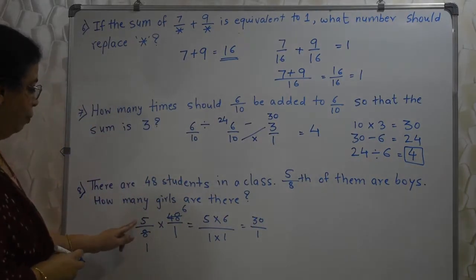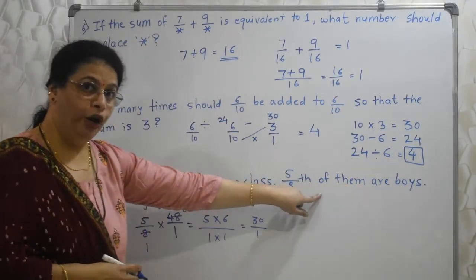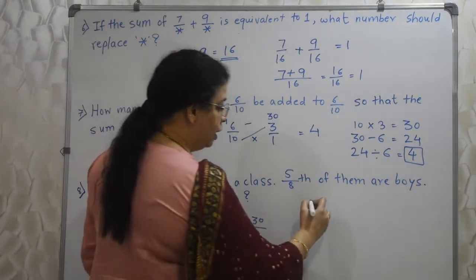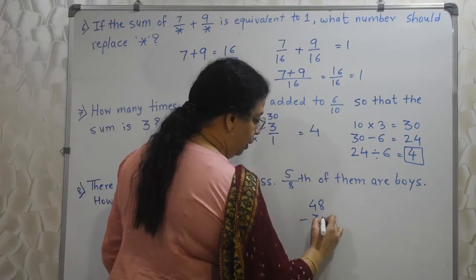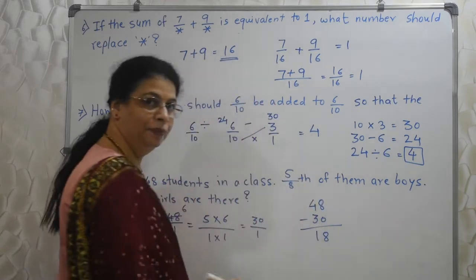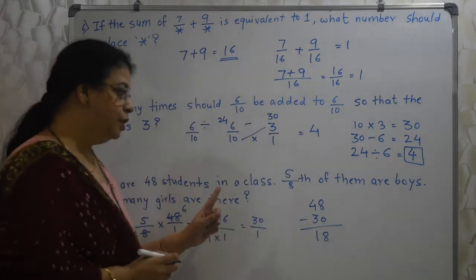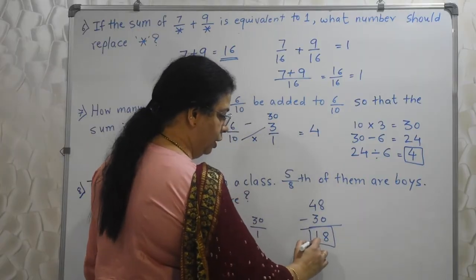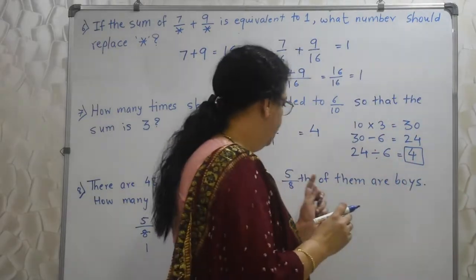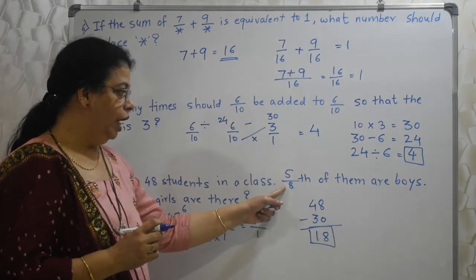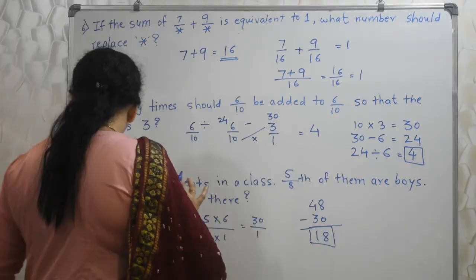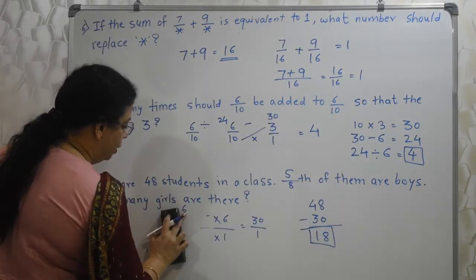So how many? See, 5 upon 8 was the fraction of boys, right? So 30 boys are there. Total students, how many are there in the class? 48. So out of them 30 are boys. So obviously 18 are girls. Okay. Now this same sum, now here our answer is 18 students. Same sum can be solved in a little different way. How? See, 5 upon 8 means total 8, out of that 5 belongs to boys. So obviously 3 belongs to girls, isn't it? So fraction of girls is how much?